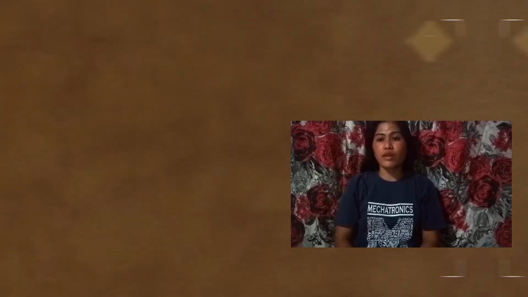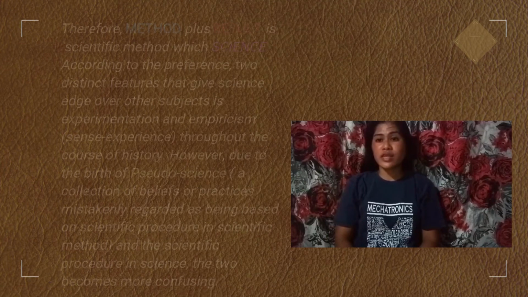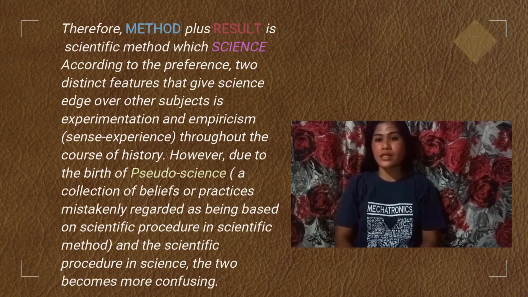Therefore, method and result is our scientific method, which is science, and according to the preference, two distinct features that give science are experimentation and empiricism, or sense experience, throughout the courses of history.